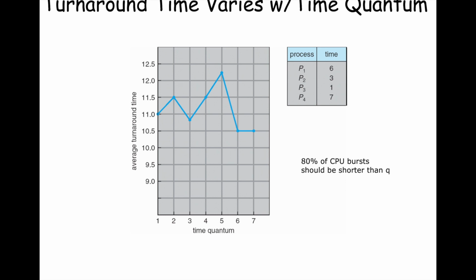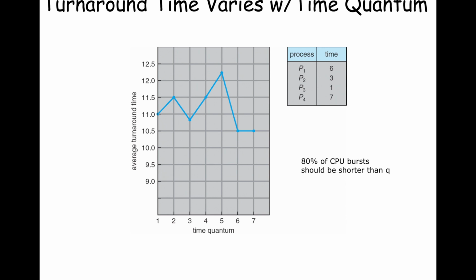So here on the horizontal axis, we have the time quantum in milliseconds, and then we have the average turnaround time on the vertical axis. And what you'll see, certainly in the beginning, as you start out with a quantum of size 1, you have a baseline. And as you increase it, you'll notice the turnaround time starts to increase.